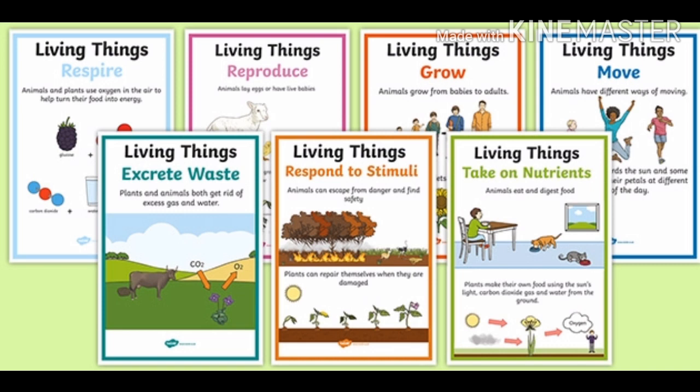Number 6, they can respond to stimuli. That means when they get hurt, they respond. And number 7, they take in nutrients. That means they take food, and this food is utilized by their body. So these are the 7 characteristics of living things.